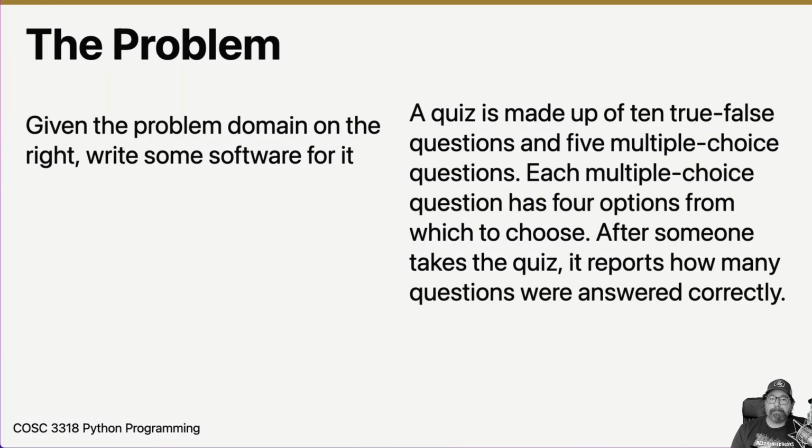This is the same problem that we looked at before, the same problem domain. A problem domain, given this thing here, we want to write software to be able to do it. So a quiz is made up of 10 true-false questions and 5 multiple-choice questions, and each multiple-choice question has some options, and after someone takes the quiz, we should be able to see how many answers they got right. That's it. So that's our problem.